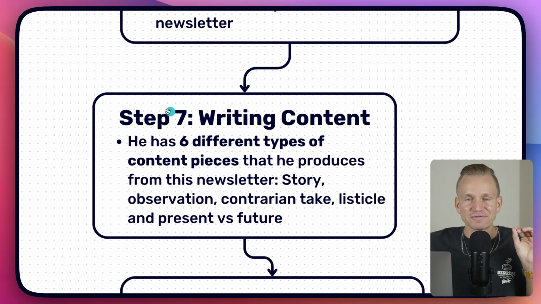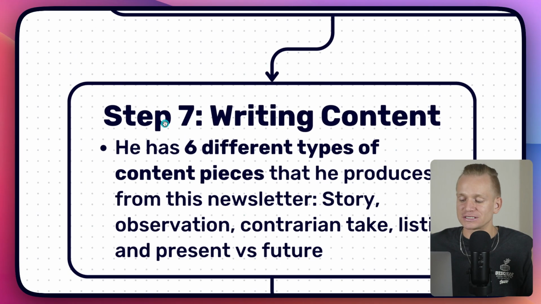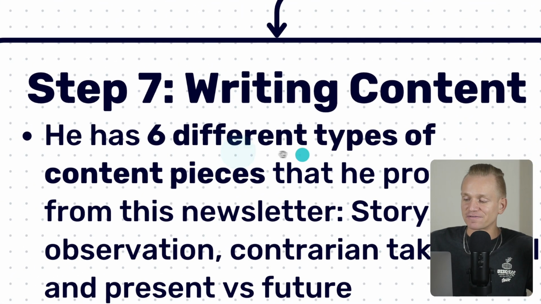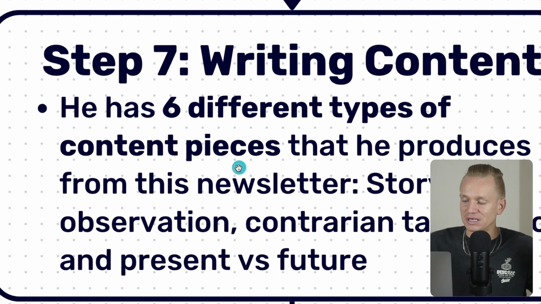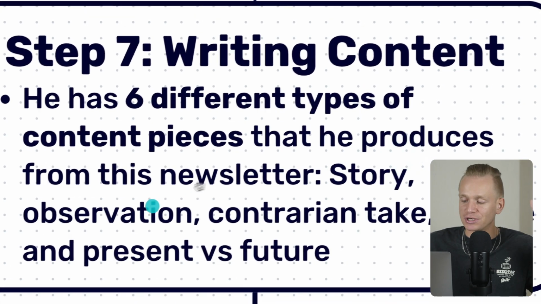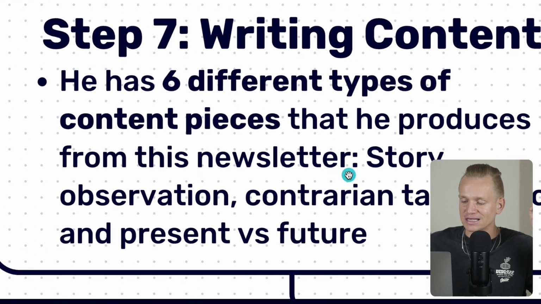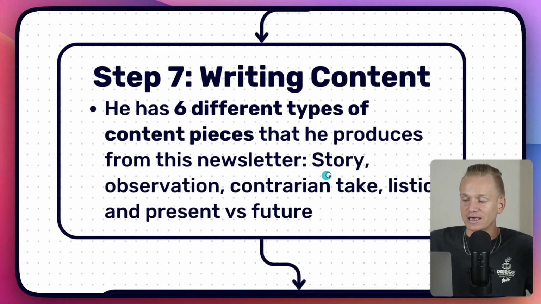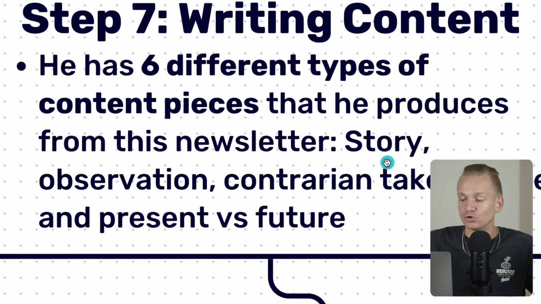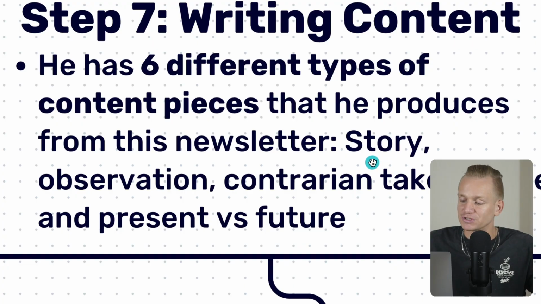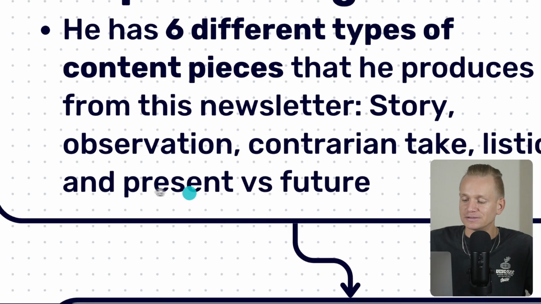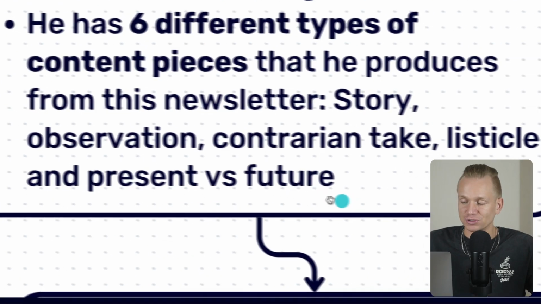Number 7, and this is very important as well, this is why Justin is as successful as he is: the type of content that he writes. He basically has 6 different types of content pieces that he is producing for his newsletter, and he has a similar structure for his social media as well. So basically he can be writing a story, usually a story about someone else or a story from his own life, observation, contrarian take, listicle, and present versus future type of content.